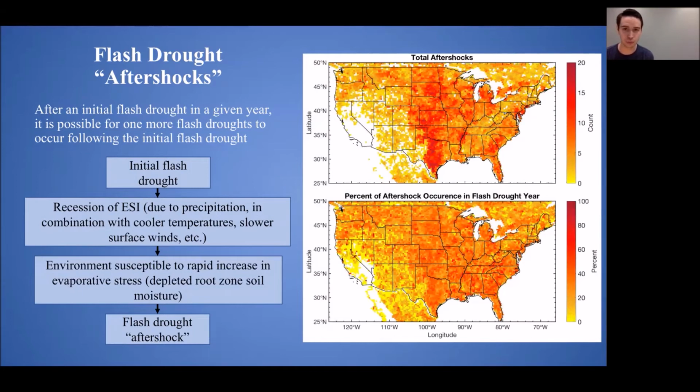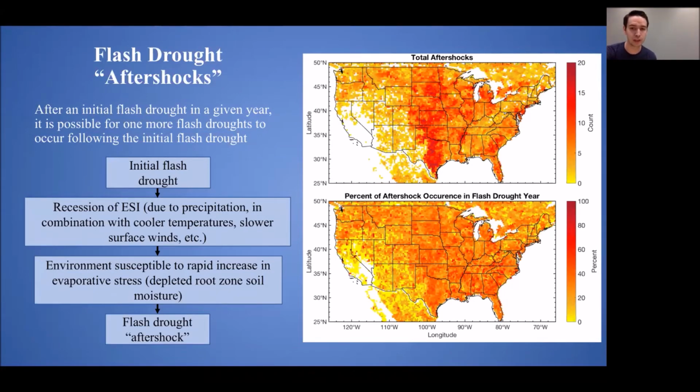We see there's obviously more across the Great Plains and the Midwest. On the bottom graph, we also showed the percent chance of an aftershock occurring in any given flash drought year. And so it's pretty homogeneous across the United States generally. But here we plan to maybe do a count of aftershocks per flash drought year to see if there are different regions that experience more aftershocks in a given flash drought compared to other regions.